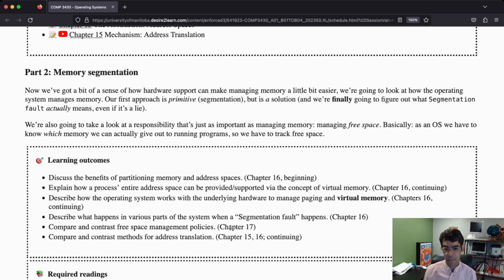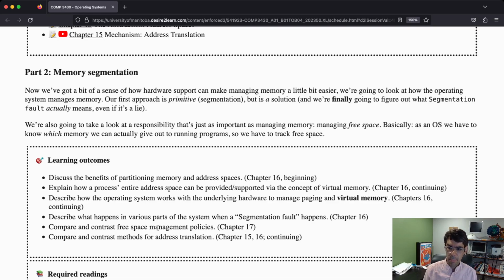Compare and contrast free space management policies. This was all about taking a look at memory allocation policies. I used the words memory allocation policies in class, and I tried to make sure that I described them as the same thing, but these are free space management policies. These are like first fit, next fit, best fit, worst fit. This is all in chapter 17.